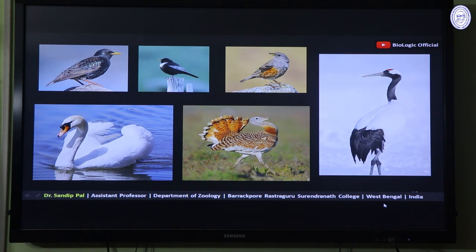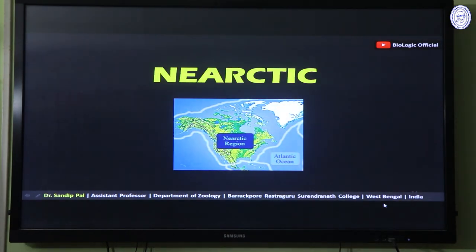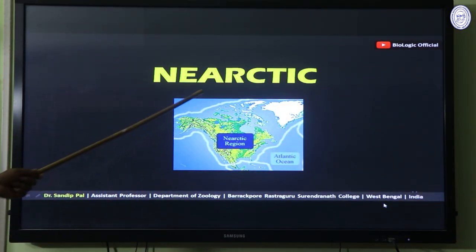Now next, move into the following realm, that is Nearctic. Nearctic means this particular Northern America, North American region. The geographic range is whole of North America up to Mexico, Greenland in the northeast, and the Aleutian Islands in the west. The four subregions are California, number two, Rocky Mountain region, number three, Allegheny, and number four, Canadian.